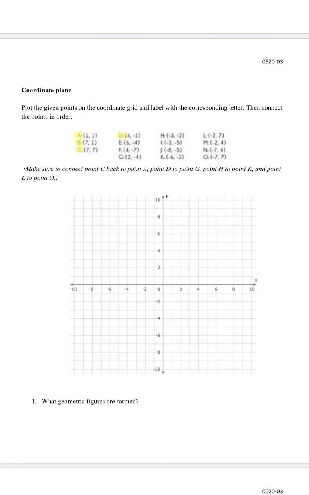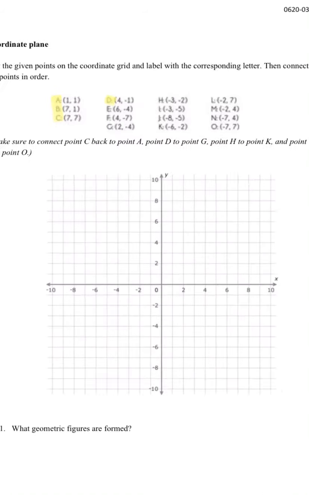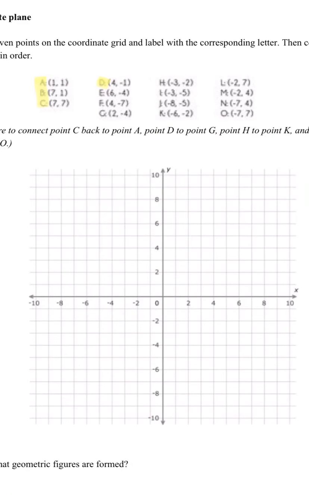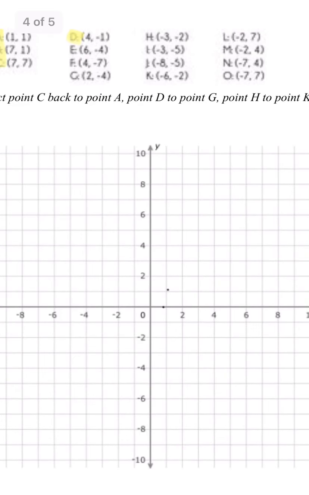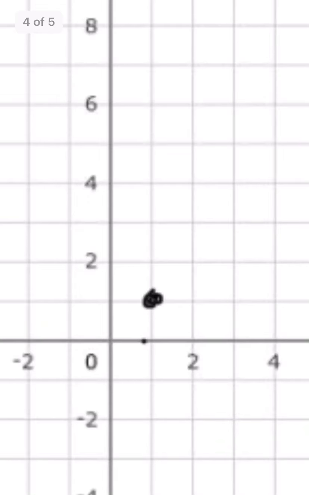So it says to plot the given points on the coordinate grid and label with the corresponding letter. Then connect the points in order. Okay, well, I'm not going to be plotting all the points with you guys. I'm going to be plotting just A, B, C, and D. And then you guys could just plot the rest, okay? So let's plot A first. So we run 1 and then up 1. So then here's our point A.